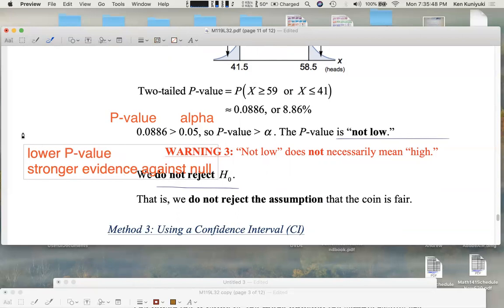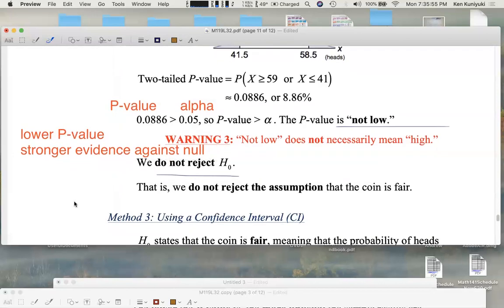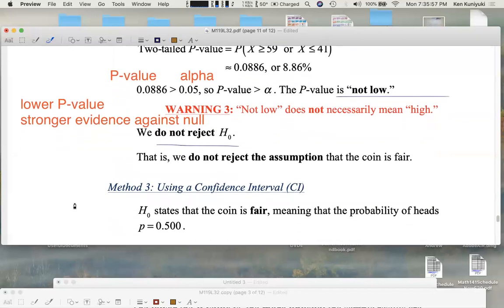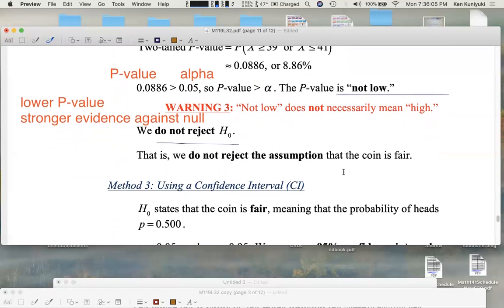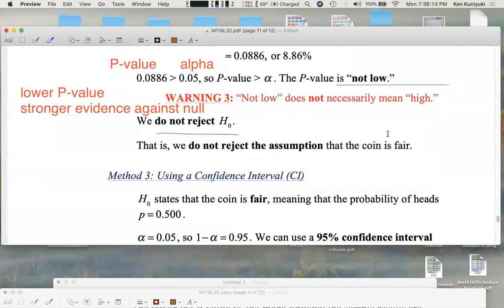I realize that's a bit confusing, which is why the null might be better remembered this way: if the p-value is low, the null must go. Here, the p-value is not low enough. We do not reject the null. We do not reject the assumption the coin is fair. We do not call David a liar. That might be a bad idea anyway, because he might turn us into a rabbit or something, if he's really a magician. All right, anyway. Method 3, using a confidence interval.